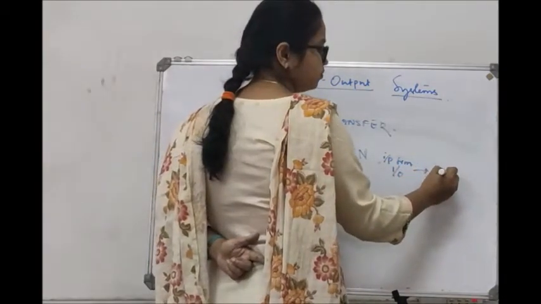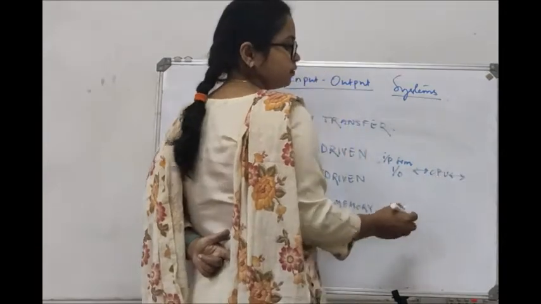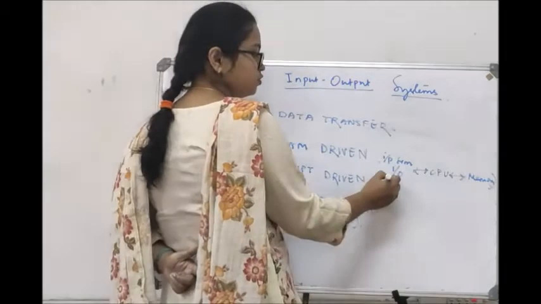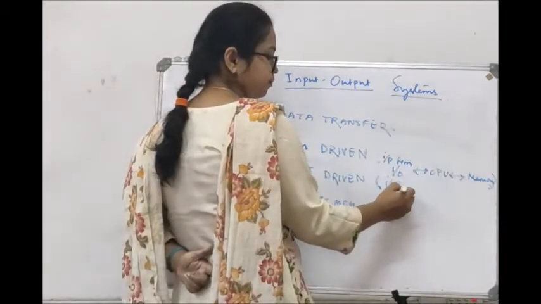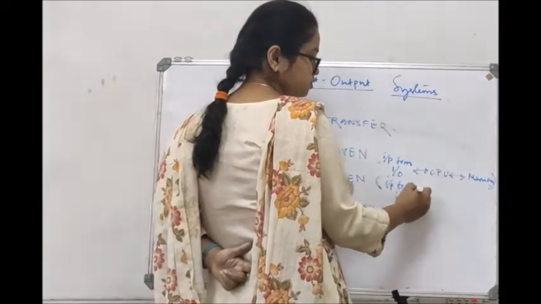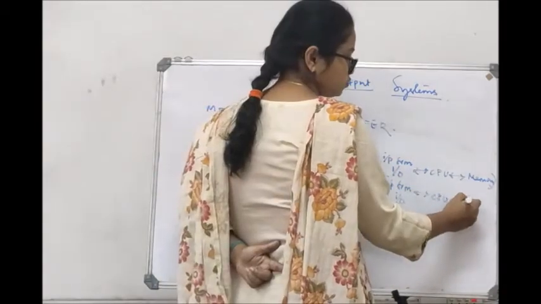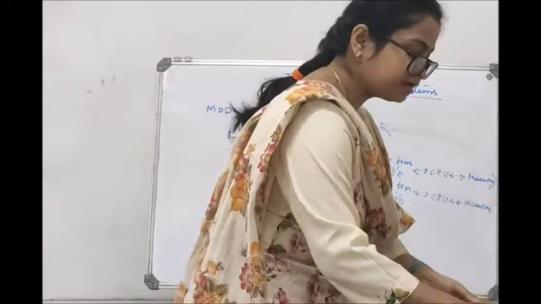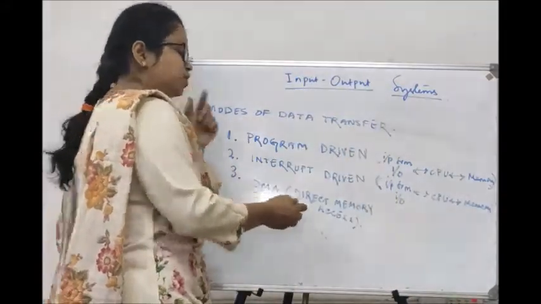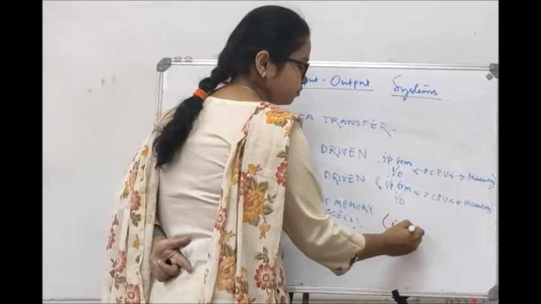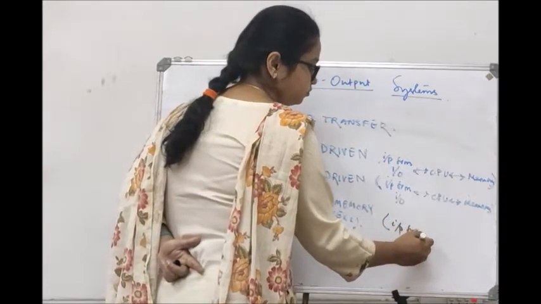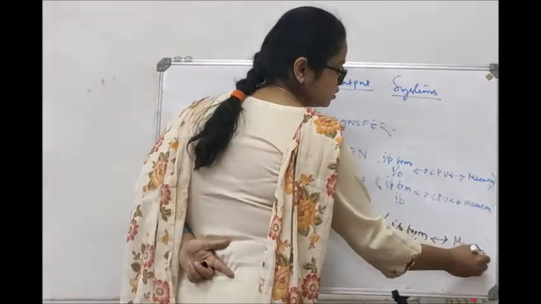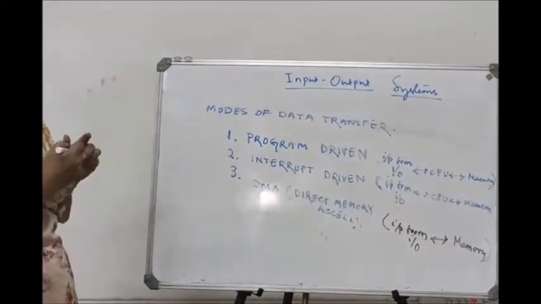In program driven, each time we take the input from I/O, then it goes to the CPU, then it goes to memory. This is the path. In interrupt driven also, we take input from I/O devices, then it goes to the CPU, then it goes to memory. But as the name suggests, in DMA, direct memory access, we take input directly from I/O and we directly access the computer memory. There is no intervention of the CPU. That is the thing to remember.